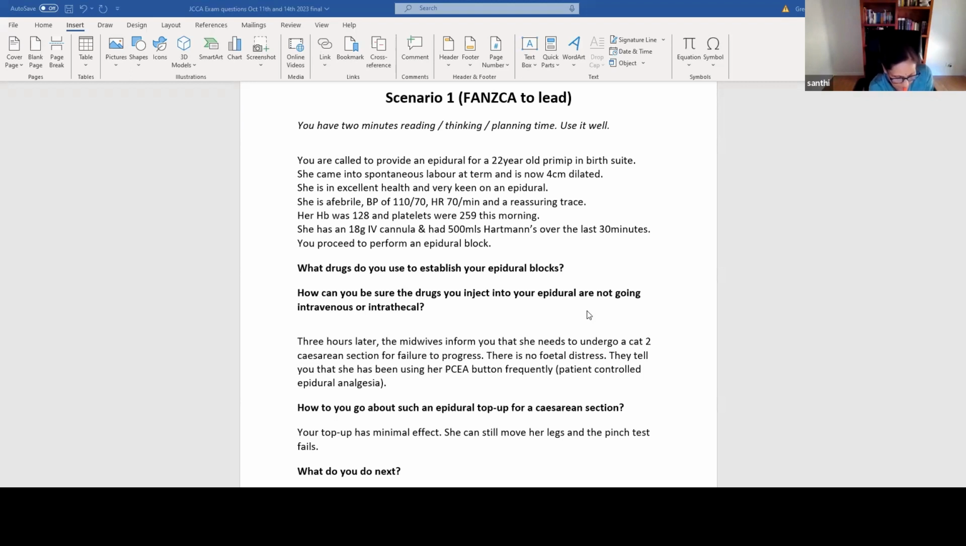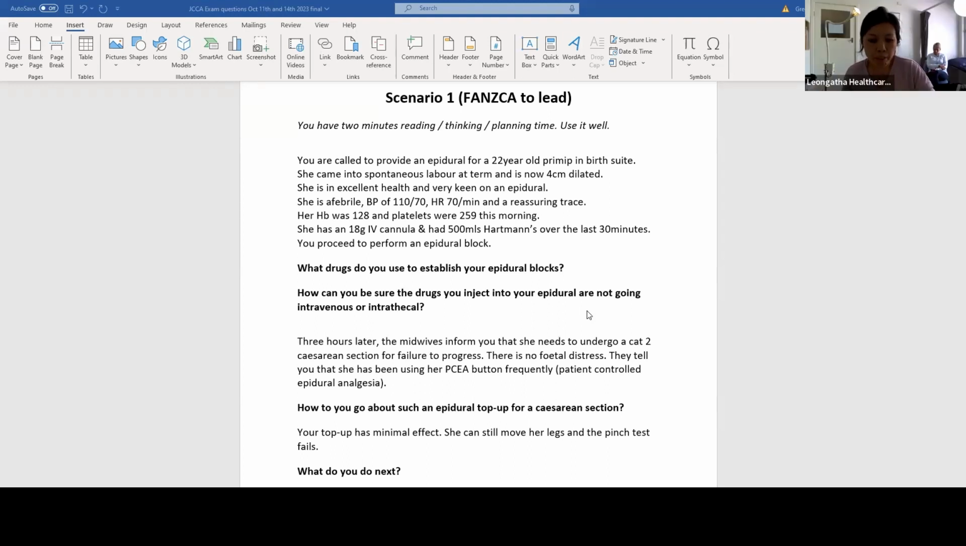So 3 hours later, the midwives inform you that this lady needs to undergo a Category 2 cesarean section for failure to progress. There's no fetal distress. They tell you that she's been using her PCA button frequently, so she's been PCEA. How do you go about topping up this epidural, which the lady has been using the PCA button frequently, for a cesarean section?